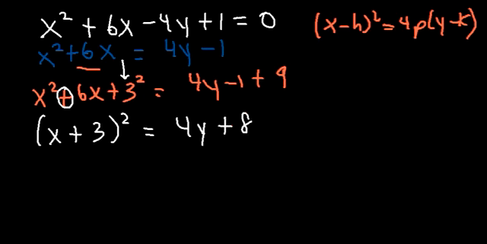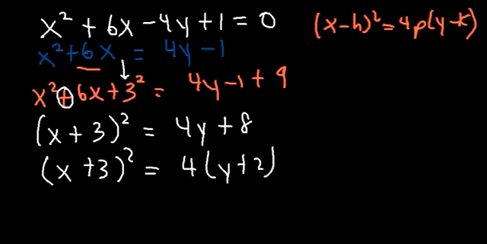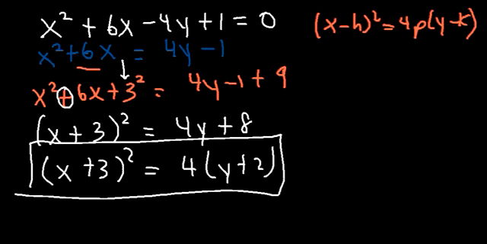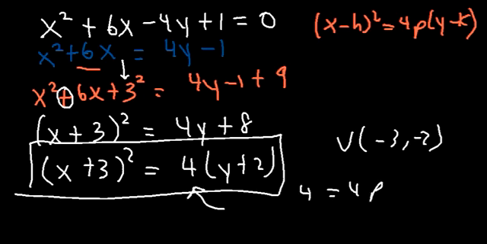So all we got to do now is factor out a 4 from the right side. So it's 4(y + 2). And now the parabola is in standard form. The vertex is (-3, -2), and this number is equal to 4p, so p is 1.